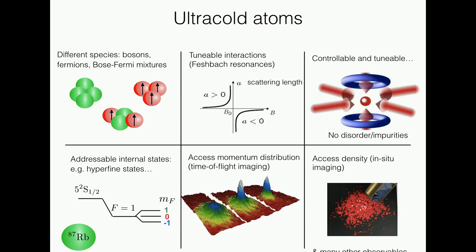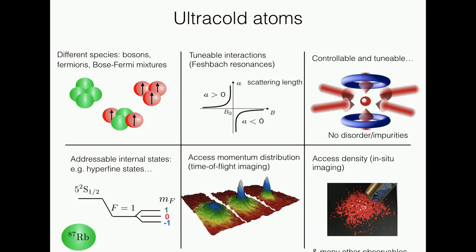And so one of the first things to really emphasize is that unlike the ions that we were hearing about earlier, we're talking now about collections of neutral particles, so uncharged particles. And we can trap and cool different types of atoms. So we can make bosonic gases or fermionic gases, and now a very important area of research is actually making mixtures of bosons and fermions in the same trap and then seeing what happens.